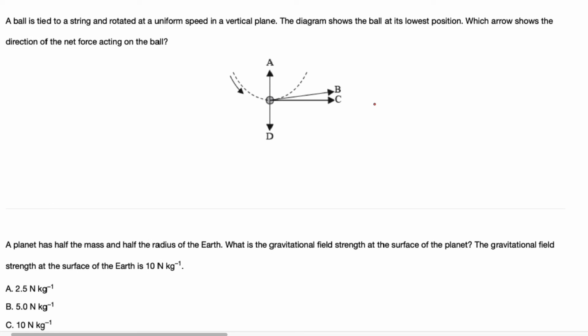The ball is tied to the string and rotated at a uniform speed in a vertical plane. The diagram shows the ball at its lowest position. Which arrow shows the direction of the net force acting on the ball?